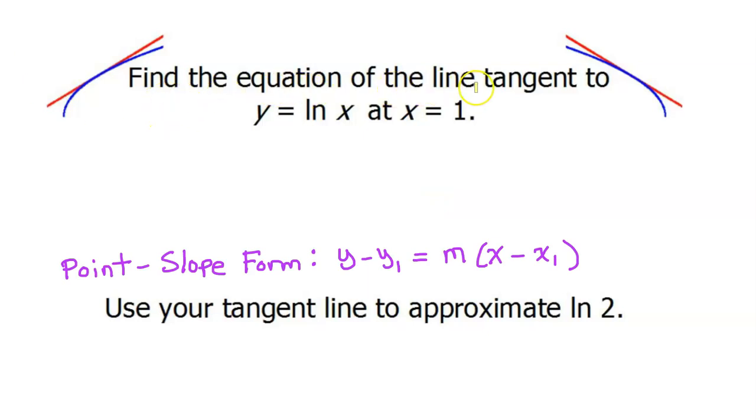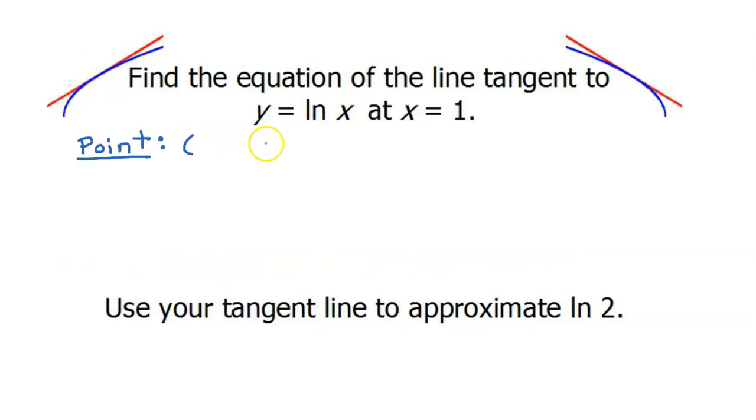To find the equation of a tangent line, we always use point-slope form because all we need is a point and the slope. We are told that the point of tangency is at x equals 1, so we know the x-coordinate of the point is 1. We just need to find the y-coordinate, which will be given by this equation. So y will equal the natural log of 1, and the natural log of 1 is 0. So we've got our point.